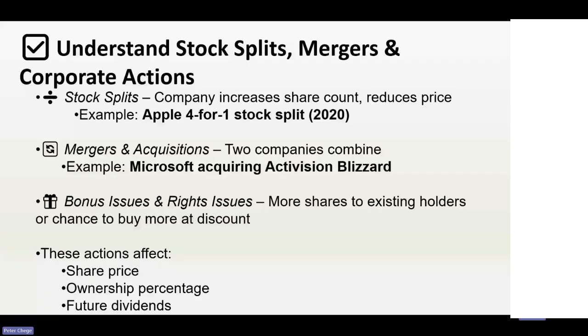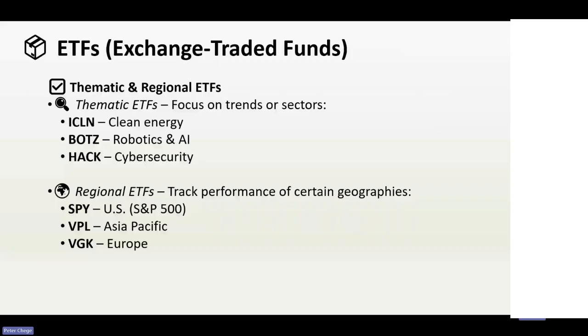Now we come to ETFs, that is exchange traded funds. We said last time, it allows you to invest in a basket of stocks instead of buying single stocks. So instead of buying one share of Apple, one share of Microsoft, one share of Meta, one share of Google, they are packaged into one. You buy as one unit.